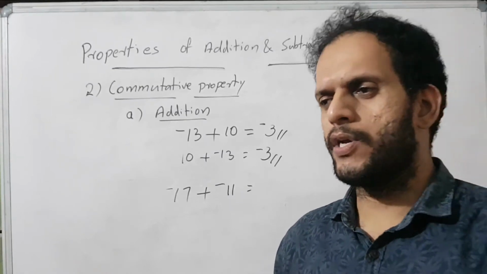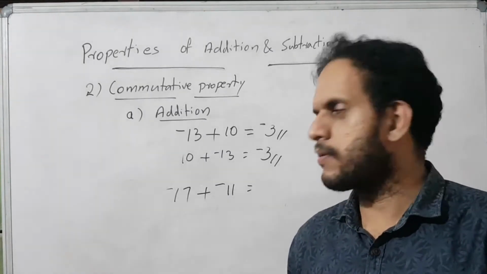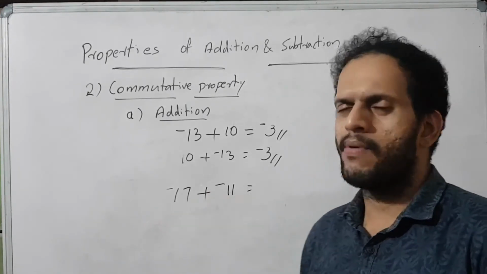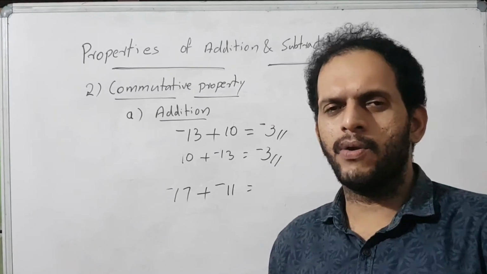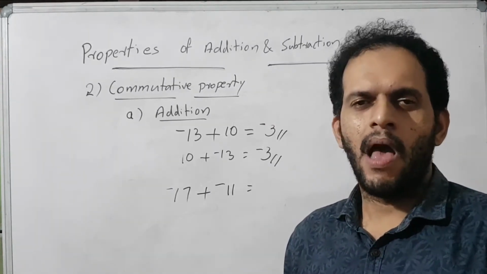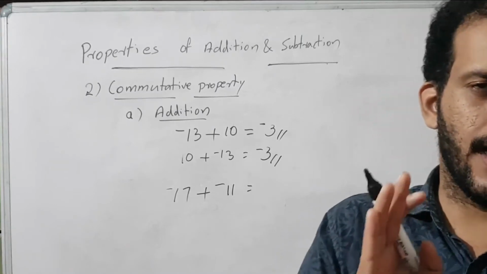In every case of addition, we check the sign of the numbers first, correct? Then the sign of 17 is negative, the sign of 11 is negative. Both are the same sign. Then what do we do? We add the numbers and put the same sign, correct?